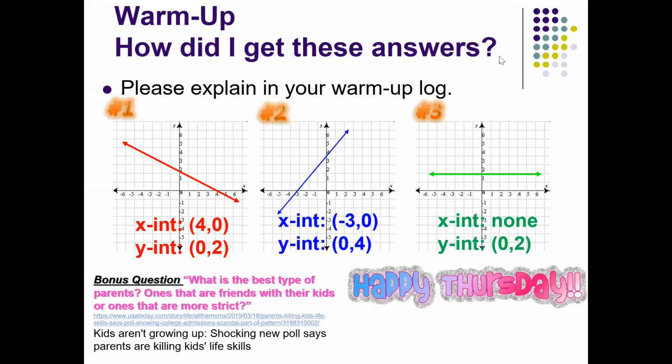This is for probability and statistics for week 5, Thursday for semester 1. I hope you guys had a good 3 days of virtual days, but go ahead and pause the video and get started on your warm-up log. This is week 5, Thursday. Your warm-up log is due on week 9, Friday. So you have exactly about 4 more weeks and 1 more day.